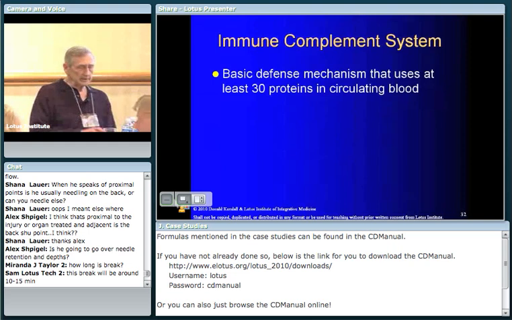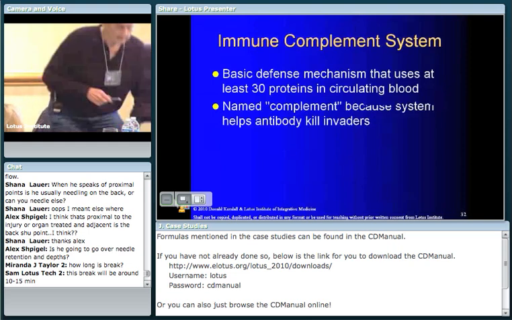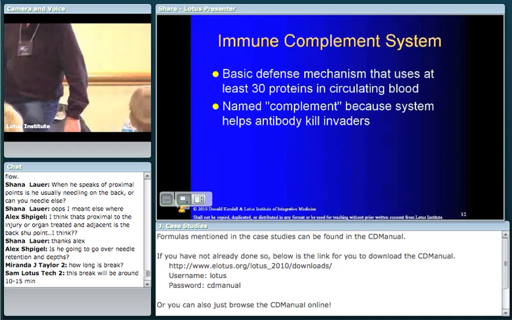Okay, here's a little diagram. Is this in your chart? Yes.